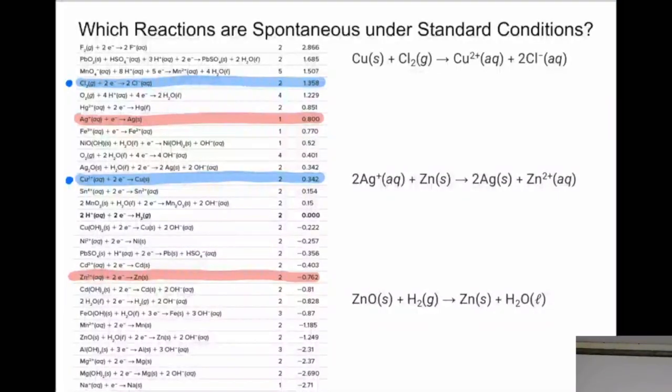Now, you do need to make sure that you use the exact reduction or oxidation half reaction when you're going to the table, because you'll see that zinc, for example, appears in other places on this table when it's in different forms or in different compounds. So you do need to make sure you understand what the half reactions are before you go to this table.